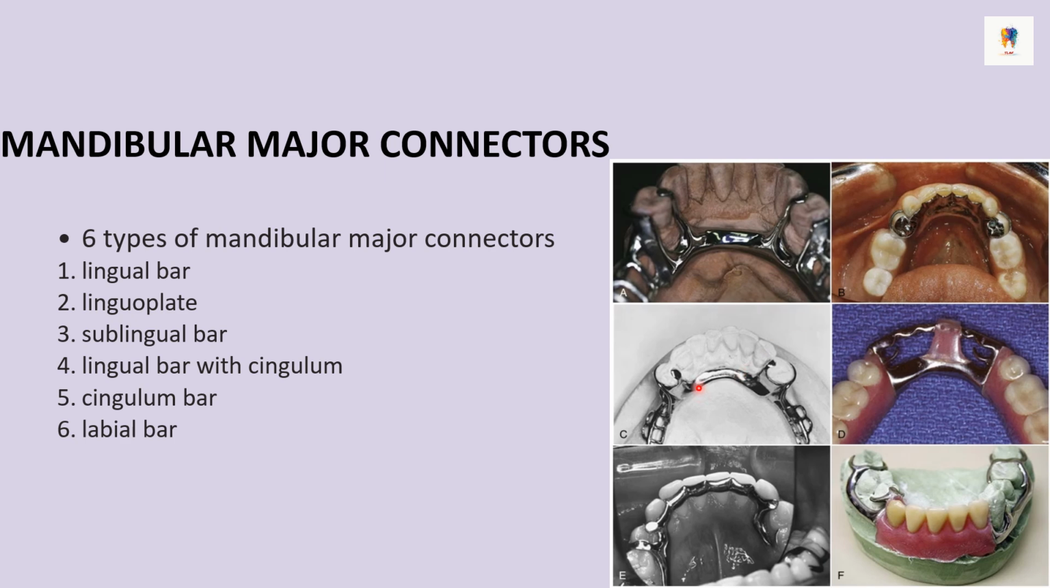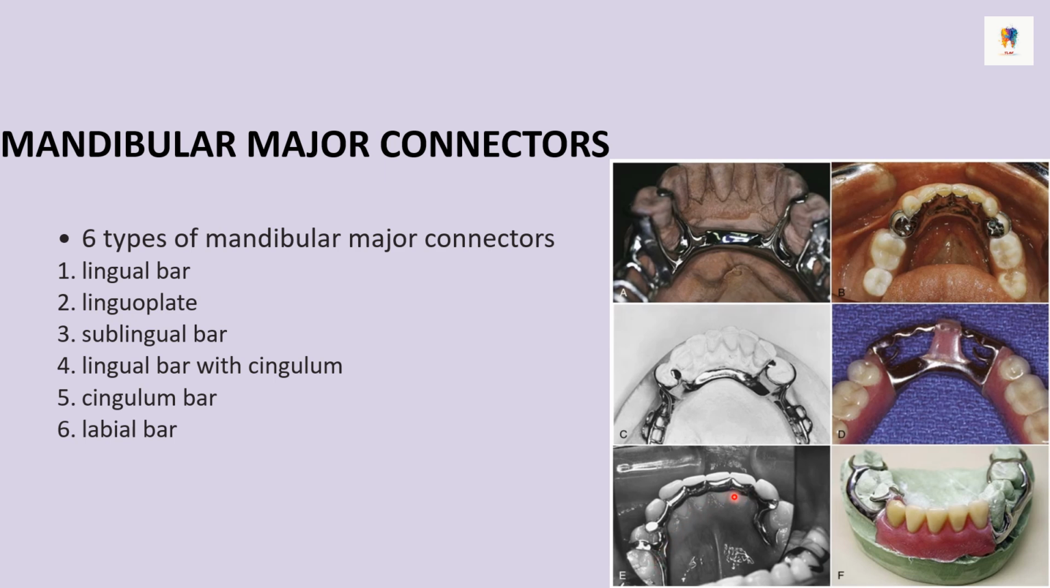Then you have a sublingual bar. If you can appreciate here, this is your supra lingual area, and this is your lingual area. This bar is below the lingual area, so this is the sublingual bar. Then you have a lingual bar with cingulum bar. This is a cingulum bar. These areas will be placed on the cingulum of the tooth. This area will connect with the cingulum of the tooth, and this is your lingual bar. So this is a combination of lingual bar and cingulum bar. This one is your cingulum bar.